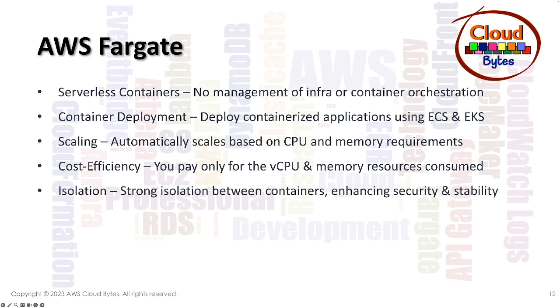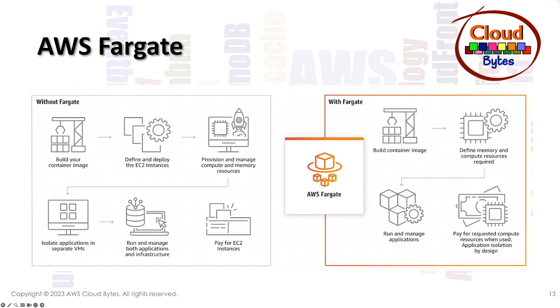The last point over here is about isolation. Fargate provides you a strong isolation between containers, and it enhances the security and stability. Basically, having isolation and enhancing security and stability is one of the key features of AWS Fargate. Let's look at the picture of AWS Fargate.